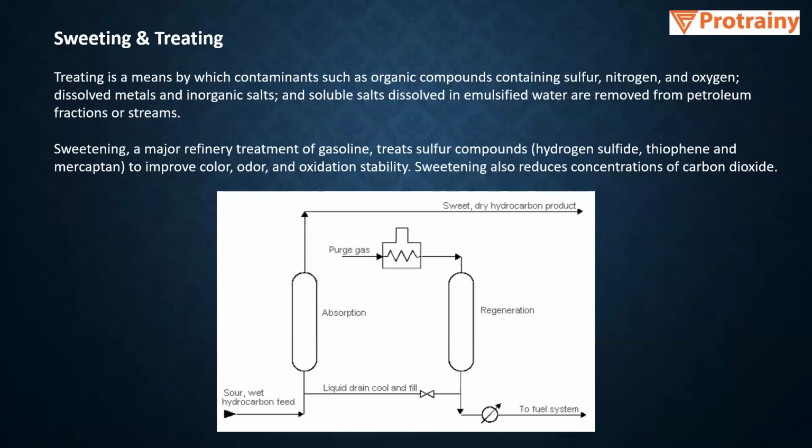Then sweetening and treating. Basically, sweetening deals with acid. If there is an acidic medium, due to the presence of sulfur, hydrogen sulfide, or carbon dioxide, we use various techniques to convert the elemental sulfur into hydrogen sulfide, and we also remove the carbon dioxide and send it to the amine treatment unit for treating.